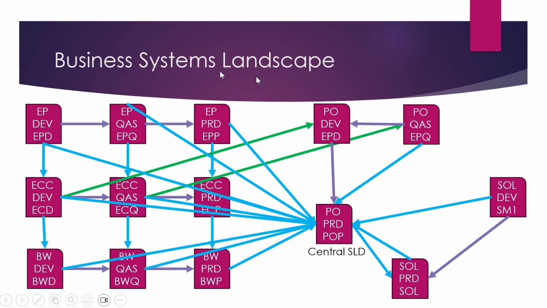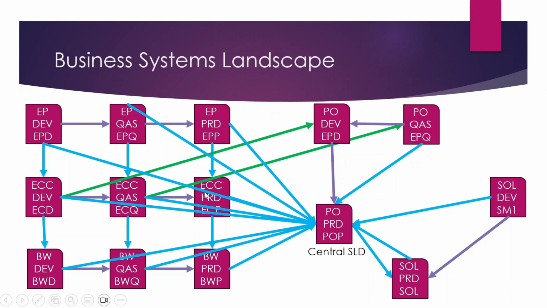So now you can see the real picture of the SAP landscape. You have the ECC landscape, you have the EP landscape, you have the BW landscape, you have the PO landscape, you have solution manager, and all of them are interconnected with each other. And these things together are the business system landscape. So this slide is very important.